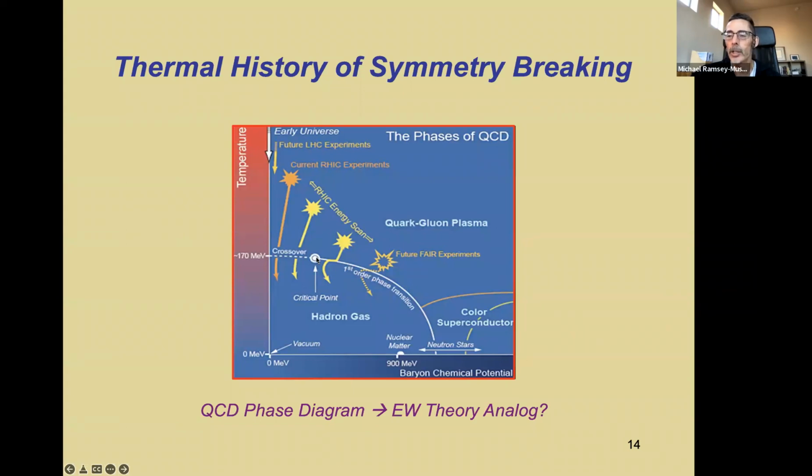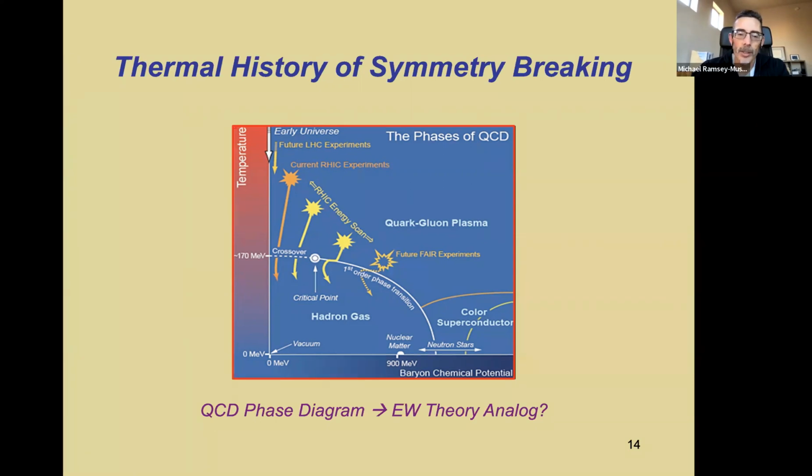And finding that critical point is actually now a subject of the experimental program at RHIC through something called the beam energy scan. So the moral of the story is enormous amounts of effort have been put into trying to map out this diagram theoretically and experimentally. So why not do the same with the electroweak theory?